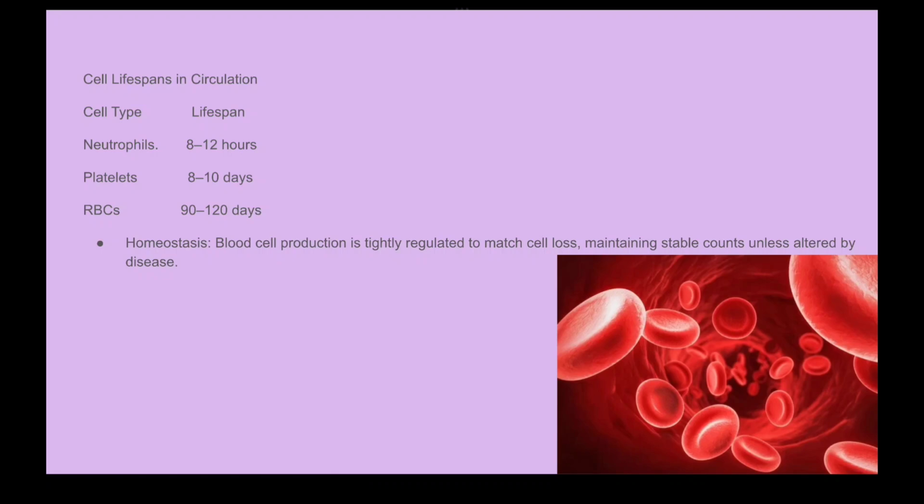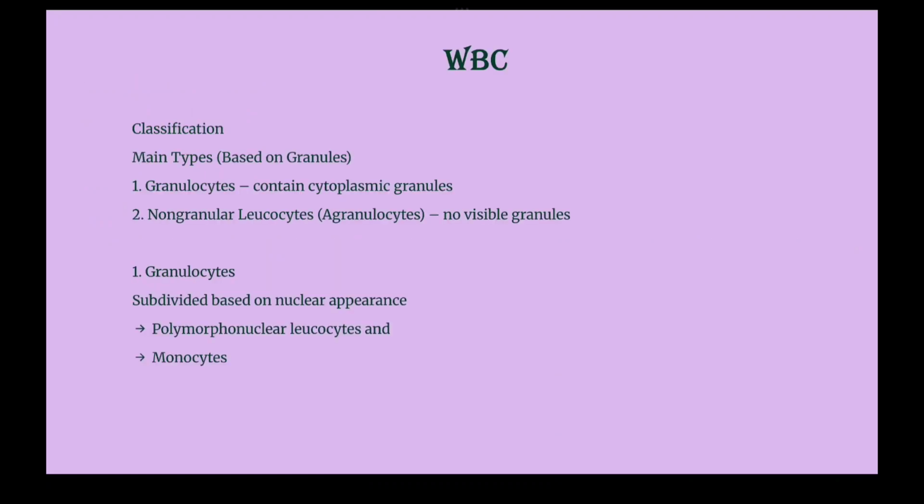So homeostasis is the process where the blood keeps the cell count at a constant rate and is not allowed to either decrease or increase the cell loss. To maintain it, stable counts are kept by the body. If it is altered, there is a chance of other diseases inside the human body. That is what homeostasis means.